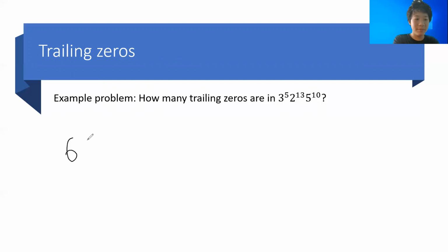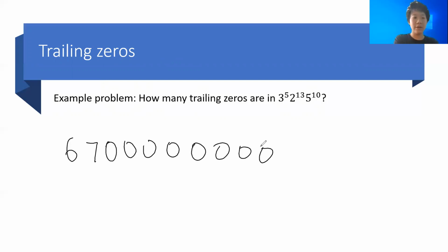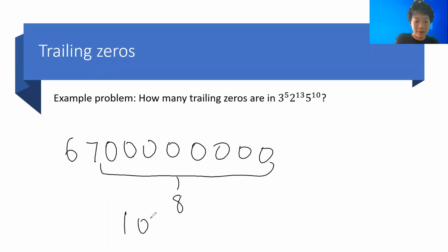For example, we might have a really big number like 600, like this. When we say trailing zeros, we're going to look at the zeros that are at the end of that number. So we're going to say these are the trailing zeros. 1, 2, 3, 4, 5, 6, 7, 8. 8 trailing zeros.